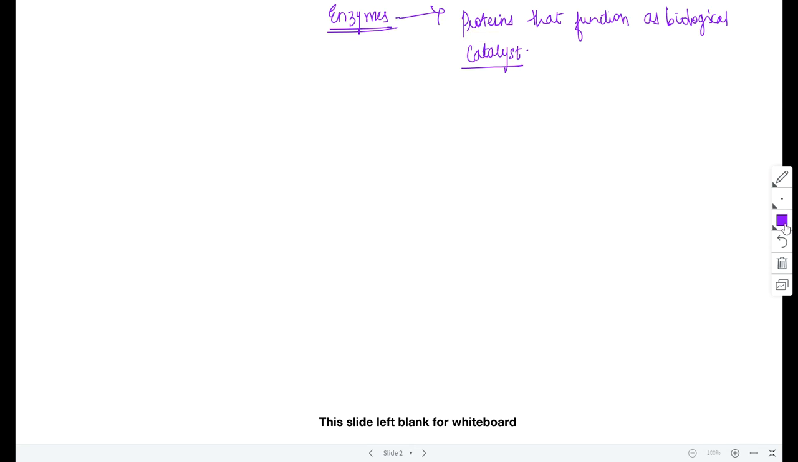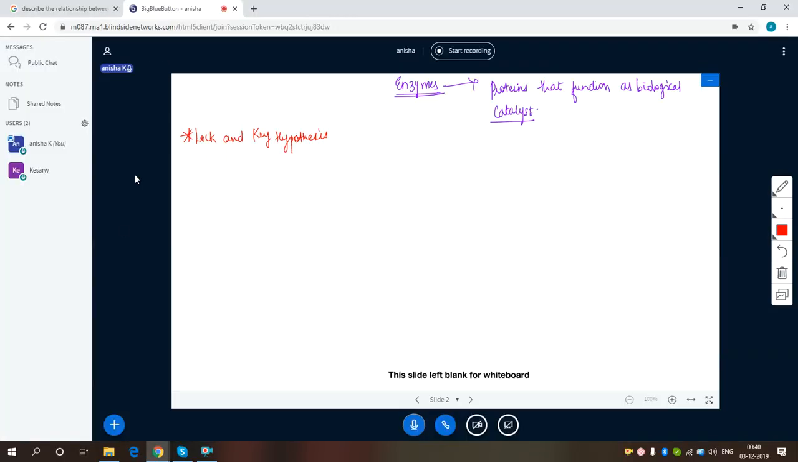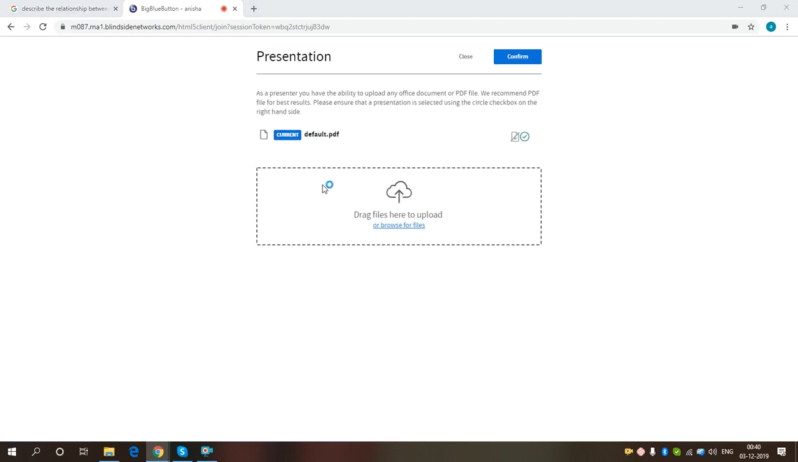Okay, now under enzymes we have different topics. We'll come to one of them that is known as the lock and key hypothesis. Okay, let me check if I have a diagrammatic representation for you.